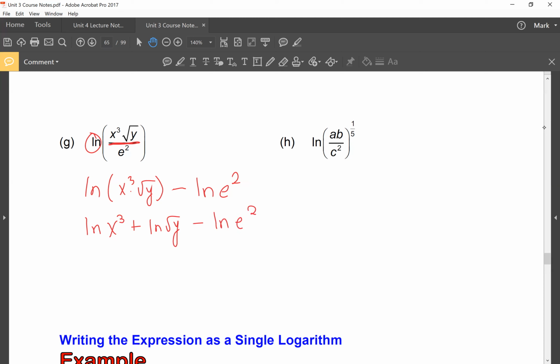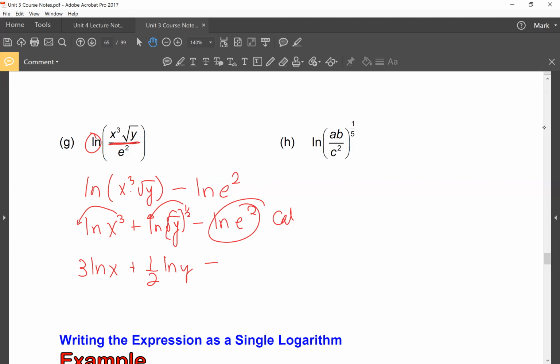All right, now let's finish this. I'm going to put the 3 in front. Remember that a square root is to the power of 1/2, so I'll put that in front. So 3 ln x plus 1/2 ln y minus, and you can do this on your calculator, 2.